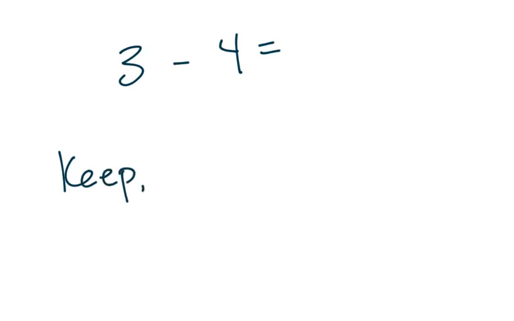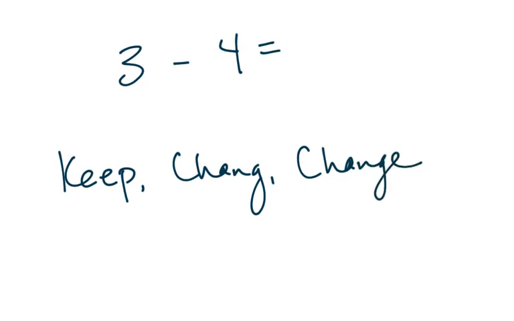Okay? So let's go with 3 minus 4. Keep, change, change. So I'm going to keep this exactly the same. I'm going to change this, and I'm going to change this. So I'm going to keep this as a 3. This is a minus, so I'm going to change it to a plus. And then this is positive, so I'm going to change it to negative.